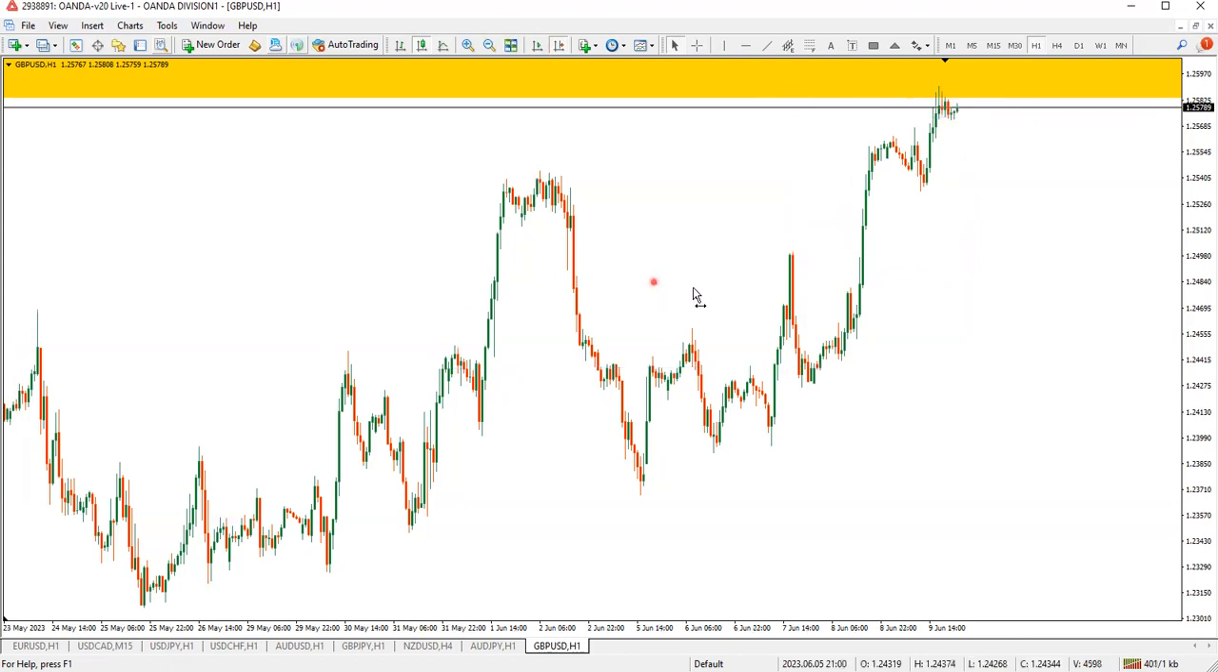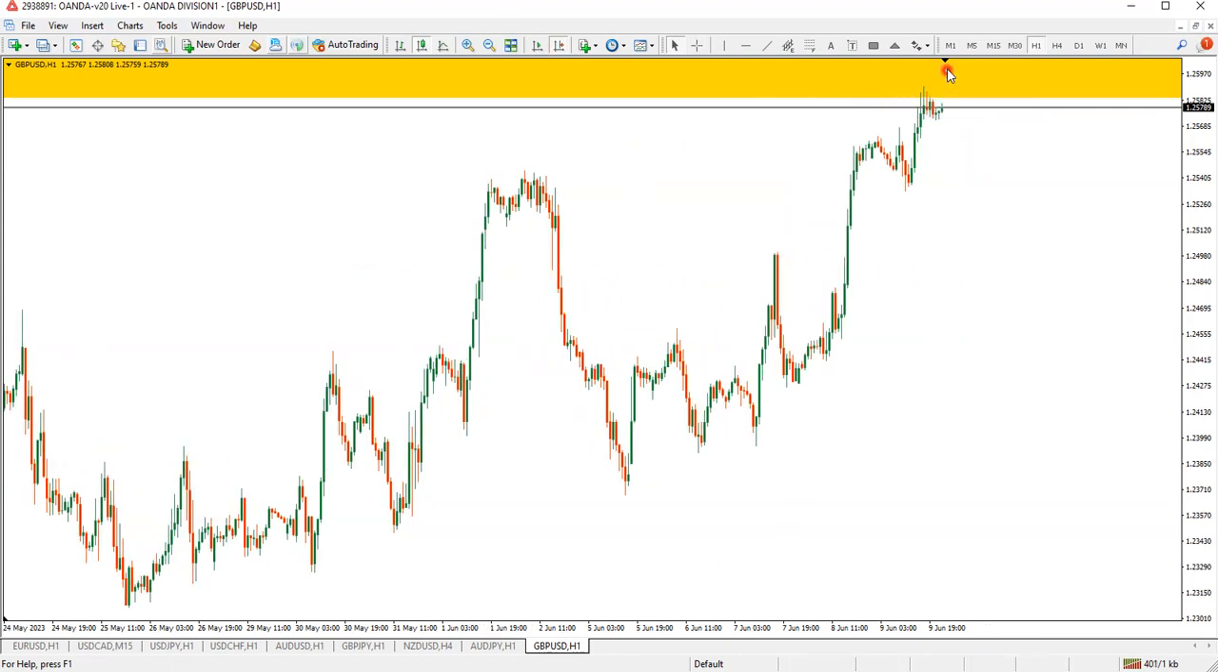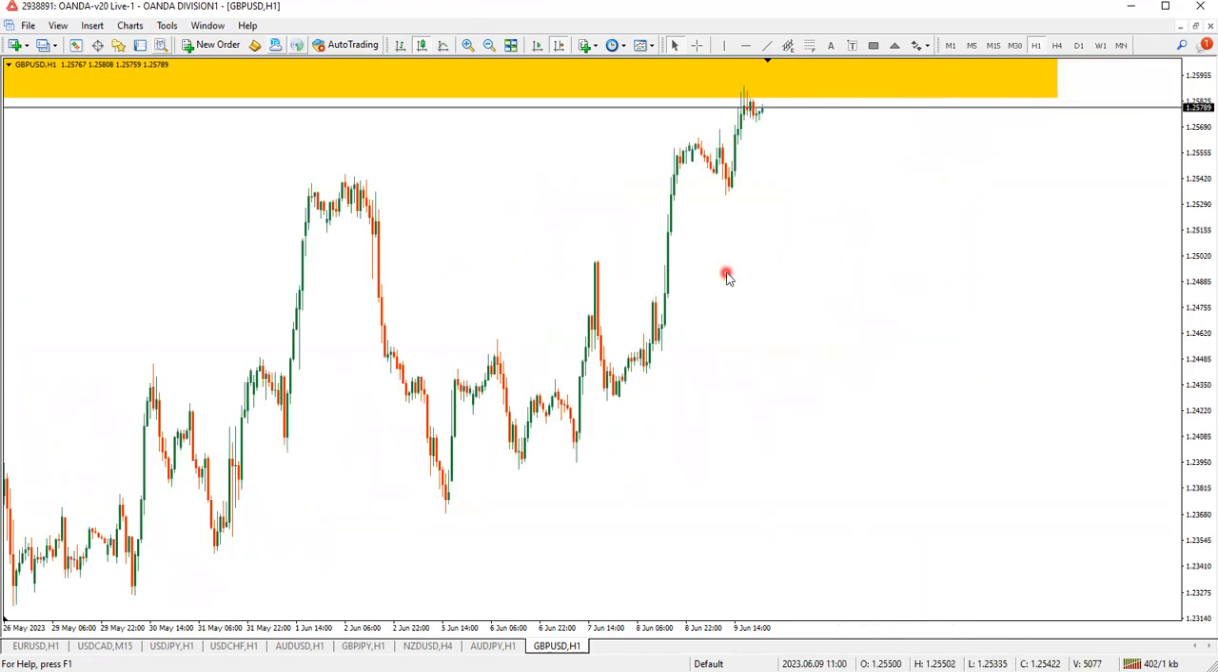So let's watch out. This H1 looks very clean. Some of this market, the H4 may not look so clean, but right now the H1, like I told you, if you're a day trader, you need to watch out for your H1 a lot.